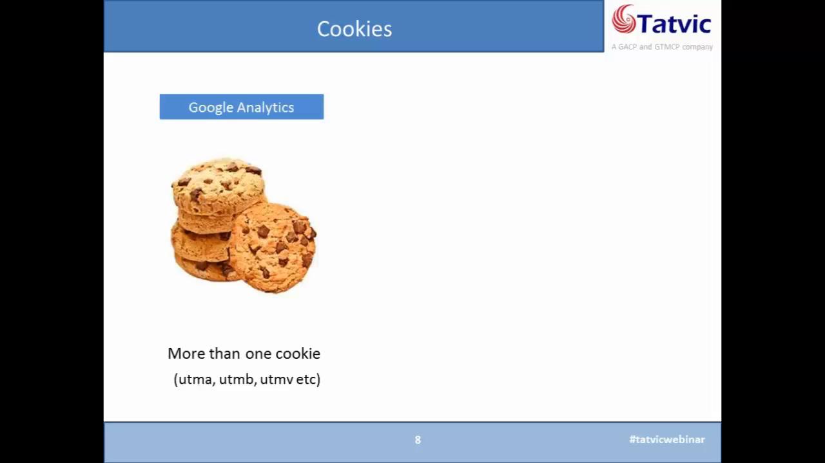So the first difference between Google Analytics and Universal Analytics is the number of cookies. In classic Google Analytics, there are multiple cookies for different purposes. For example, UTM-A is used as a unique visitor cookie, UTM-B is used as a session cookie, and UTM-V is used as a visitor segmentation cookie.